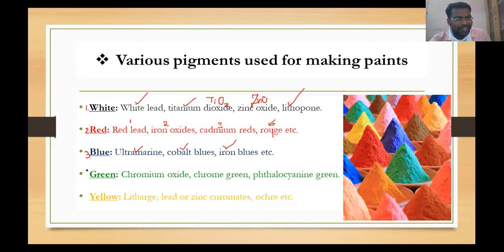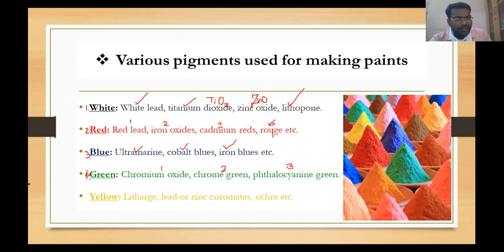For making the green color, for green color paint, different kinds of pigments are used. That is nothing but the chromium oxides, then chrome green, then phthalocyanine green. These are the pigments for making green color.